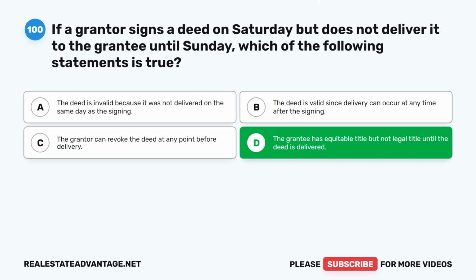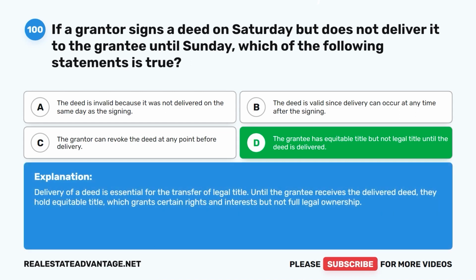The grantee has equitable title but not legal title until the deed is delivered. Delivery of a deed is essential for the transfer of legal title. Until the grantee receives the delivered deed, they hold equitable title, which grants certain rights and interests but not full legal ownership.